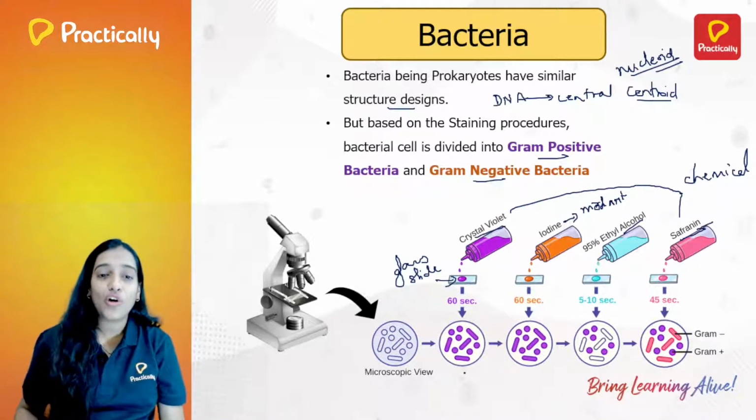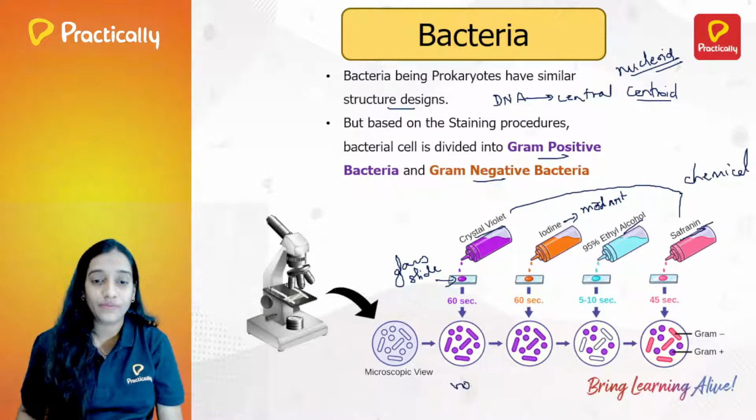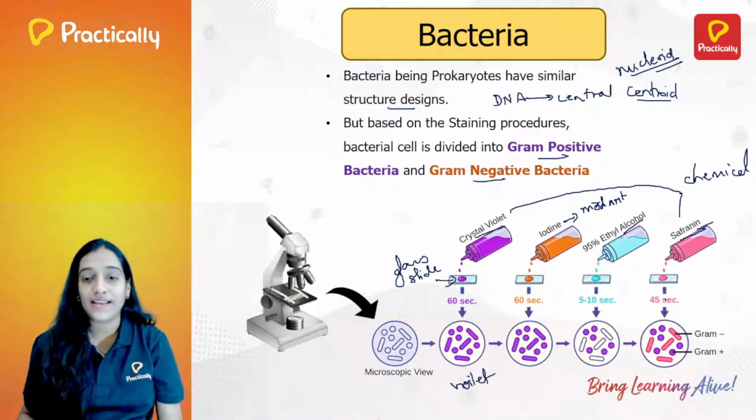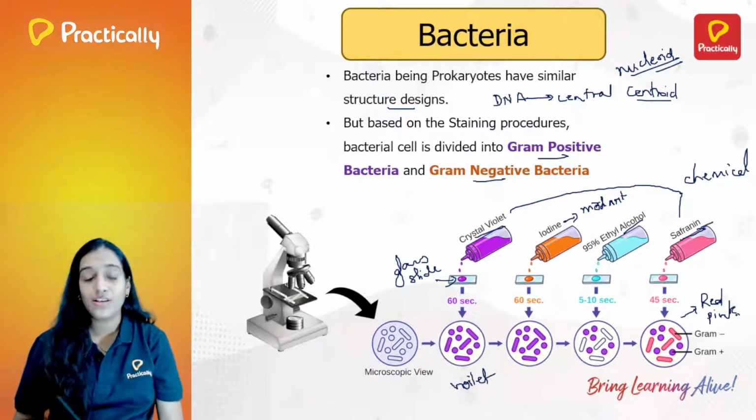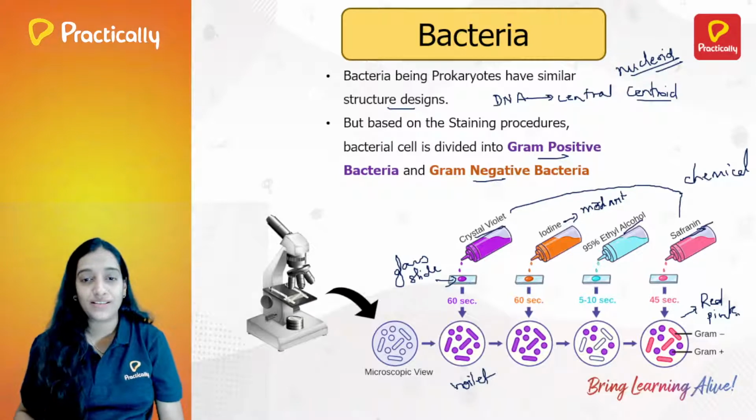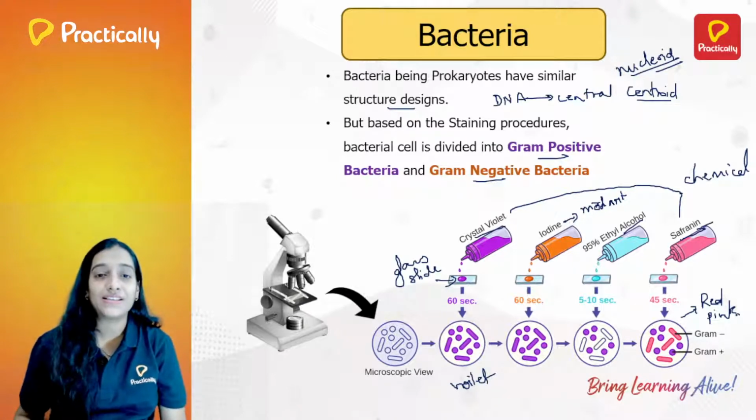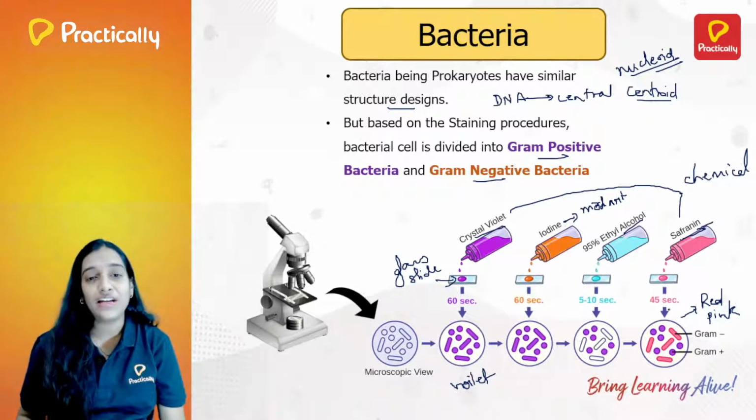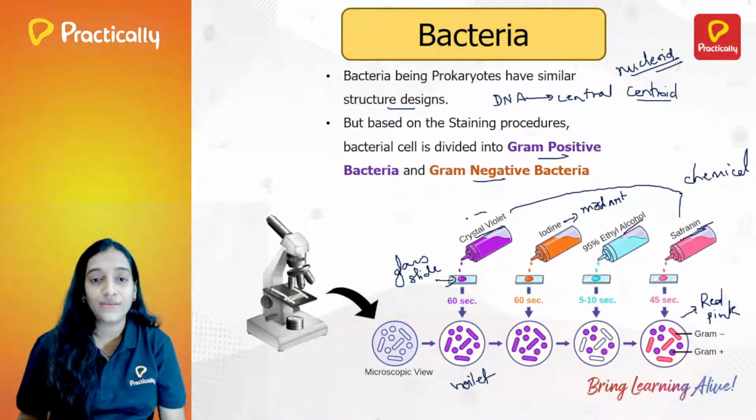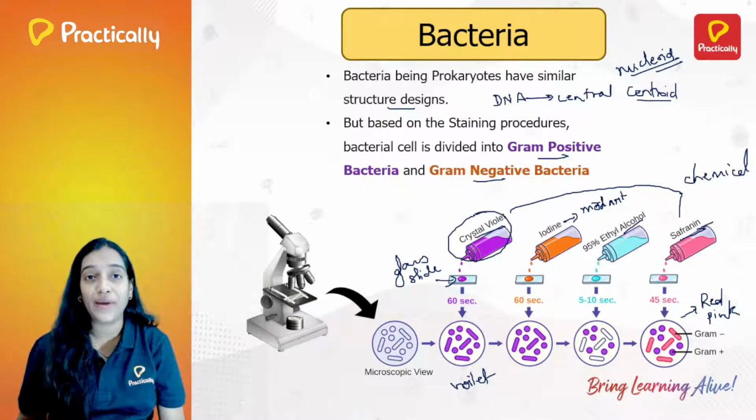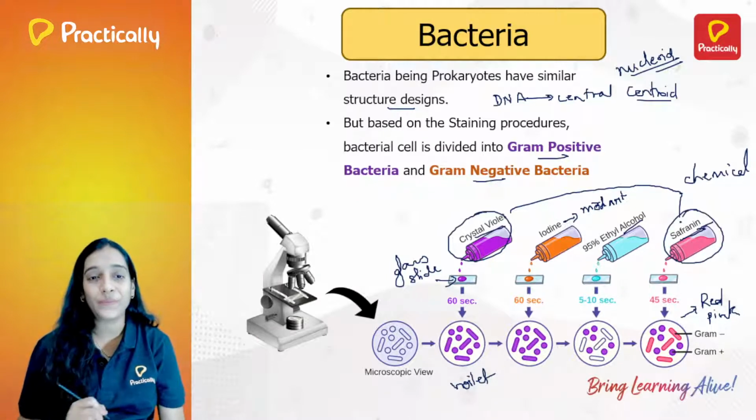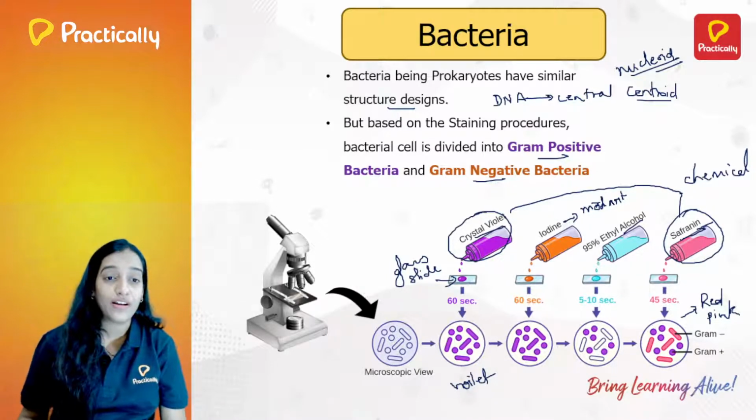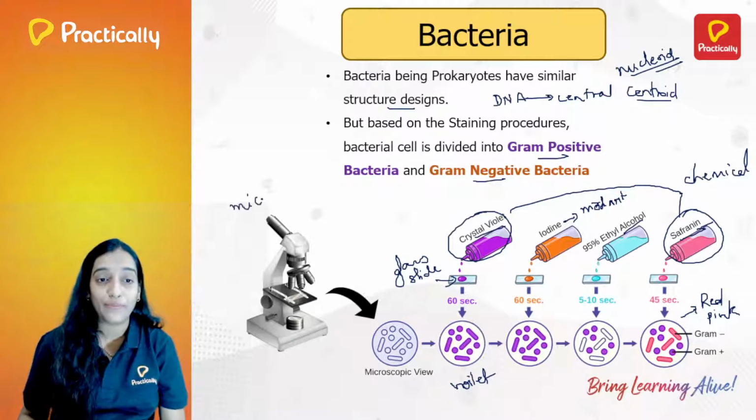Now, crystal violet gives a violet color, and safranin gives a reddish pink color. So this is how organisms are stained. If your bacteria is gram-positive, it will take the crystal violet stain. And if your bacteria is gram-negative, it will take the safranin stain. And we always require a microscope to observe this type of procedure.